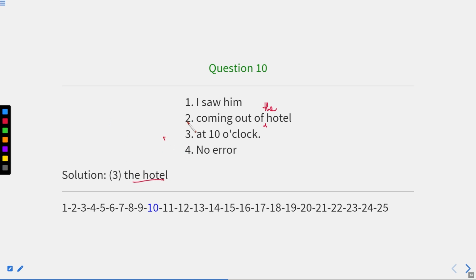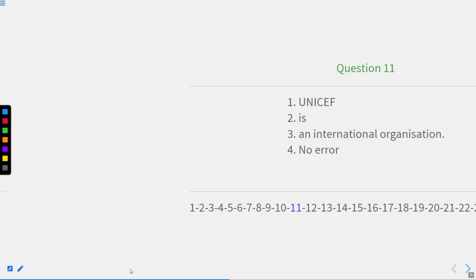So third will be the, no, it is actually second will be the correct answer. I'm sorry, here is a typing error, so this second part contains the error. I saw him coming out of the hotel at 10 o'clock. So this will be the correct answer. Okay, so here second will be the correct answer. Now let us move to the next one.